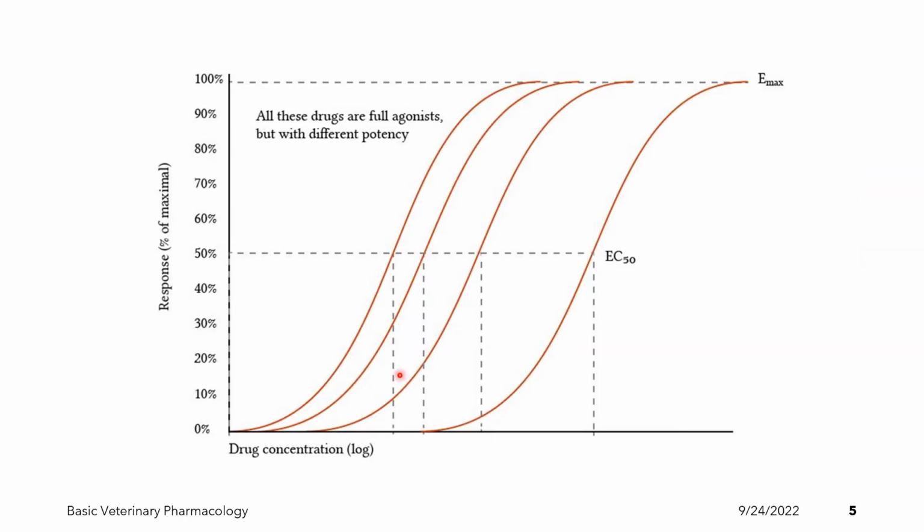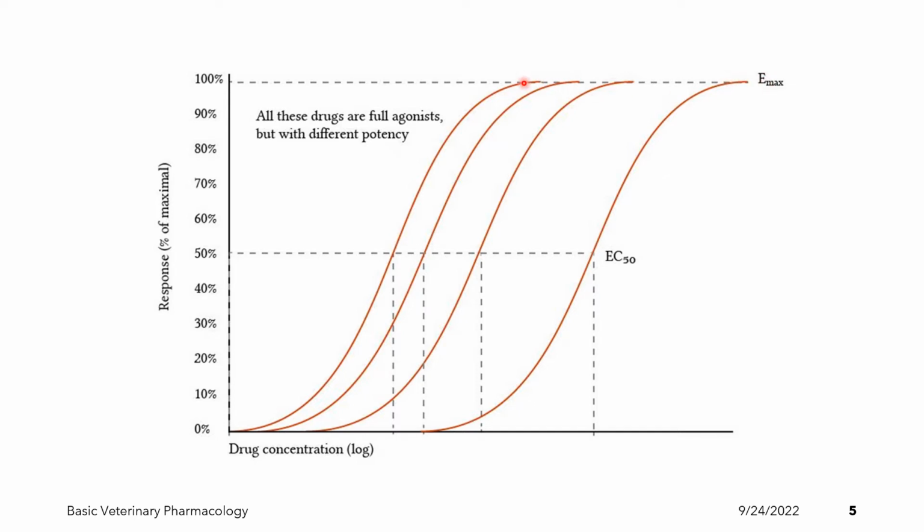This diagram shows the dose response curve of 4 full agonist drugs. The x-axis represents the drug concentration in logarithmic scale, and the y-axis represents the response. As you can see here, as we increase the dose of the drug, there is also an increase in the biological response of that particular drug. Increasing the dose of the drug will reach the EC50, and further increasing the dose will reach the maximum efficacy or the Emax.